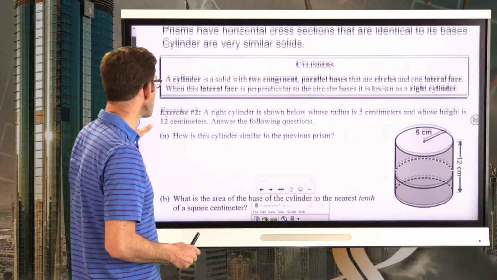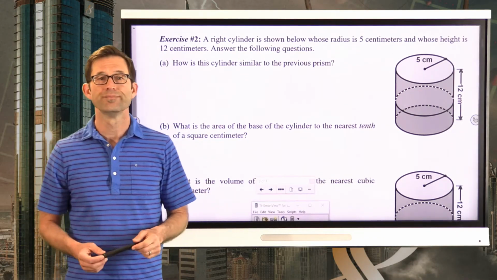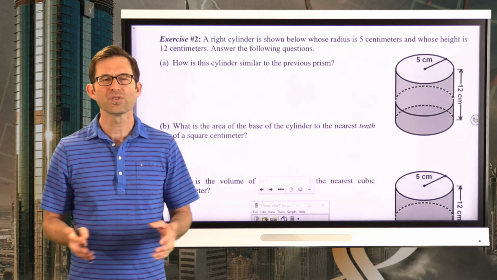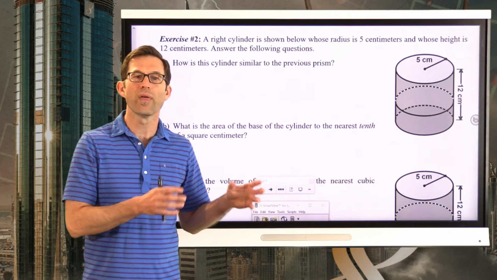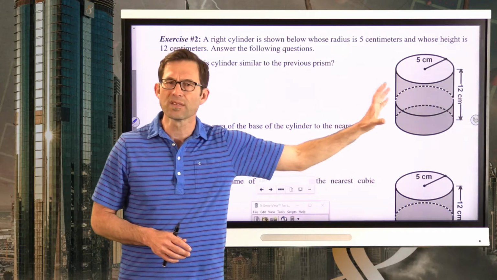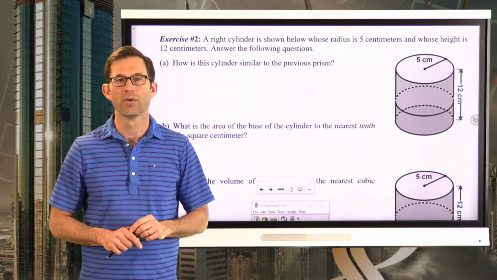So let's take a look at a right circular cylinder in exercise number 2. A right cylinder is shown below whose radius is 5 centimeters and whose height is 12 centimeters. Answer the following questions. Letter A, how is this cylinder similar to the previous prism? Right, so why did we do that problem with the prism? What is kind of similar between a cylinder and a prism? Think about this for a moment. Pause the video now.